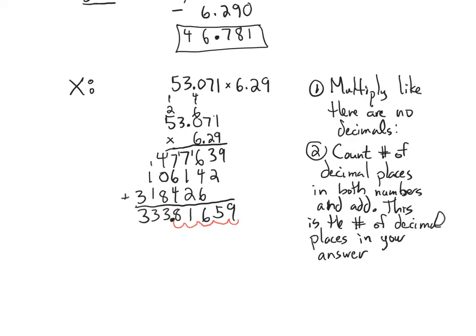And that kind of makes sense. I always like to estimate when I'm doing these things. So I have 50 times 6, roughly. 50 times 6 is 300. So even if I didn't know this rule, I would just put the decimal where it makes the number closest to my estimate, which is 300. So 333.81659 is our answer. Now, nothing special there.